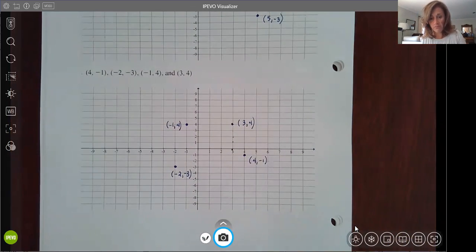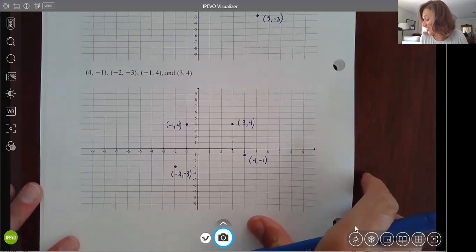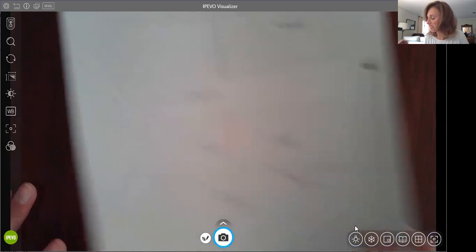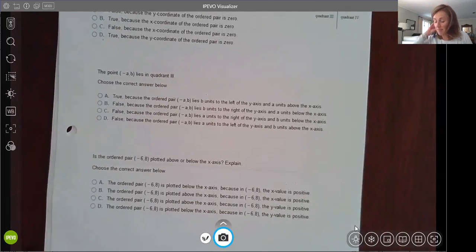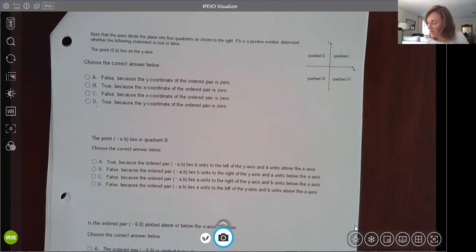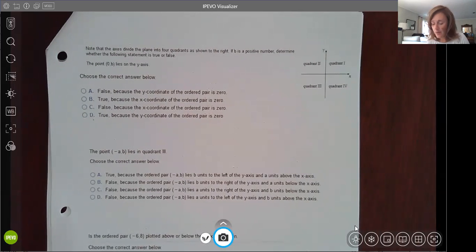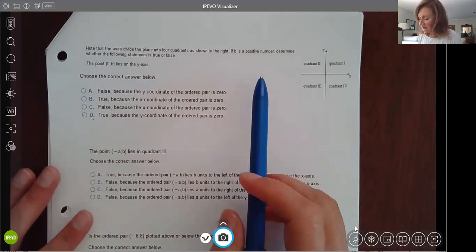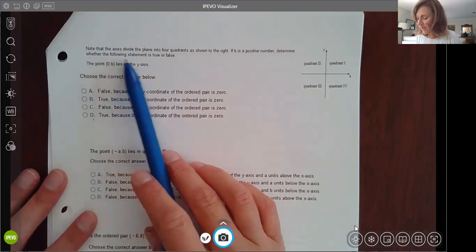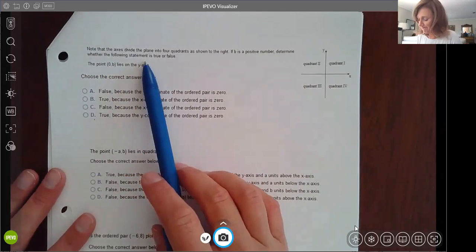Right? All right, so hopefully that's good with plotting points. So let's get into my math lab questions. Let's go through them and see how you do on it. It says, note that the axis divides the plane into 4 quadrants as shown to the right. If B is a positive number, determine whether the following statement is true or false.